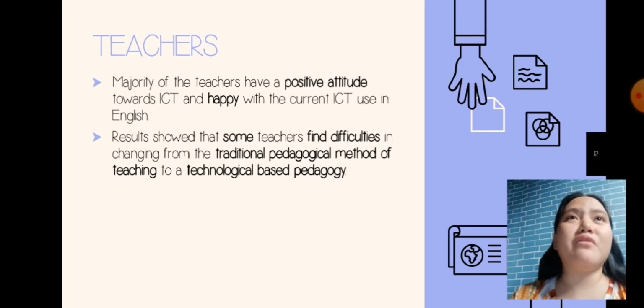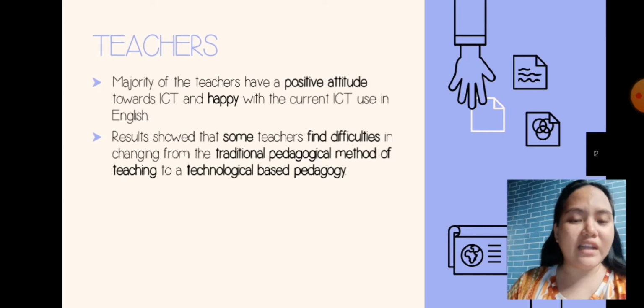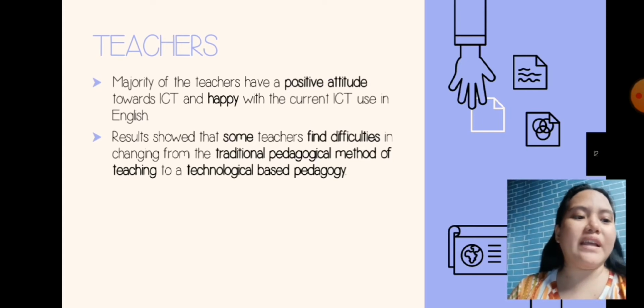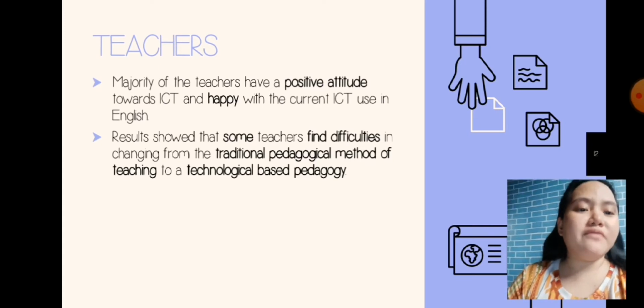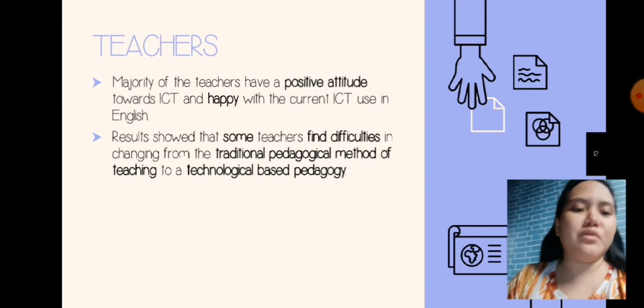So katong mga bagong graduate, mas prefer jud nila ang naka-PowerPoint na or mga other applications, kay mas more creative siya tan-awon ug mas dali ka pud siya himuon.